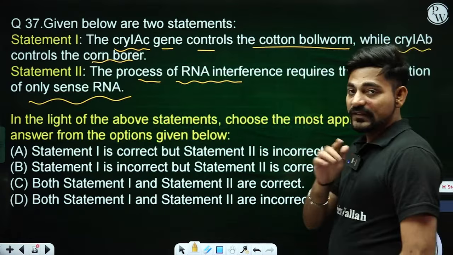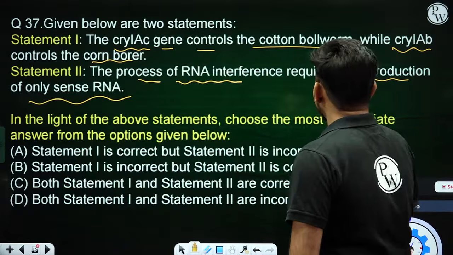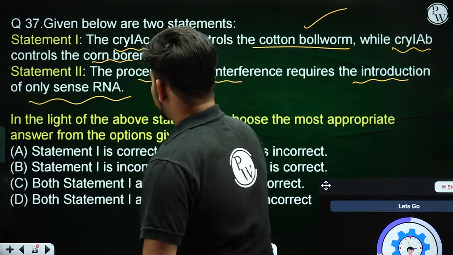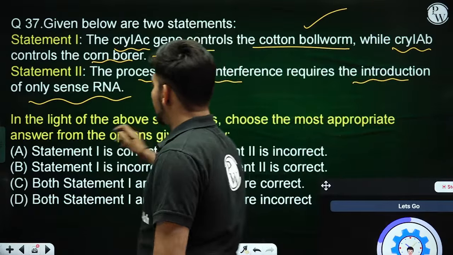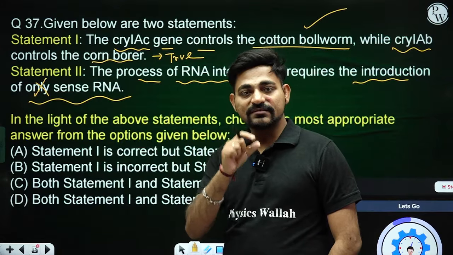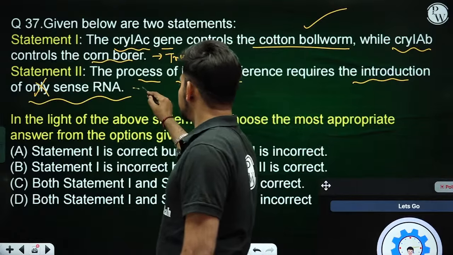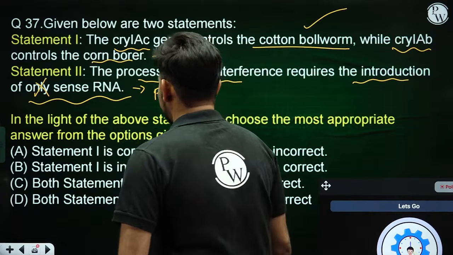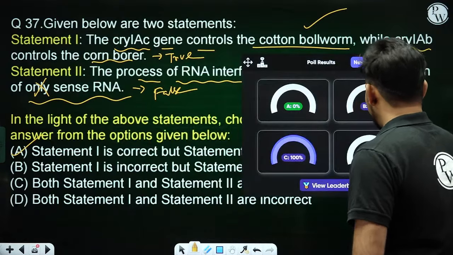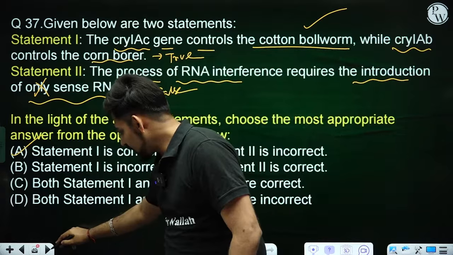So if you remember the lines of NCERT, cry1AC and cry2AB, these two genes control cotton bollworm, while cry1AB controls corn borer. That is true. Whereas statement 2, the process of RNA interference requires the introduction of only sense RNA. No, it requires mainly the antisense RNA, and here we require double-stranded RNA, which has one sense and another complementary antisense RNA. So statement 2 will be false. Statement 1 is correct and statement 2 is incorrect. Okay. Moving forward to the next question.